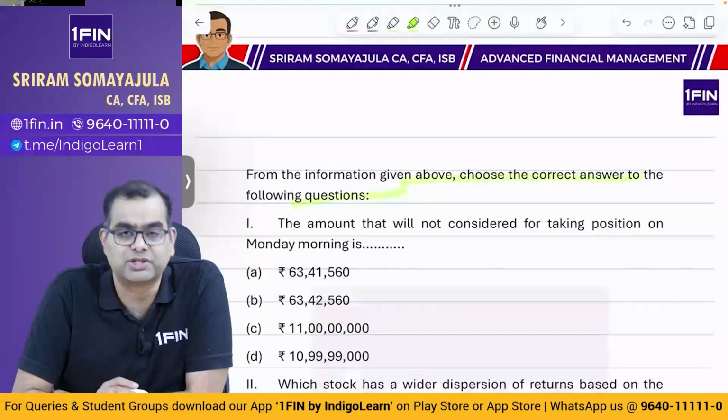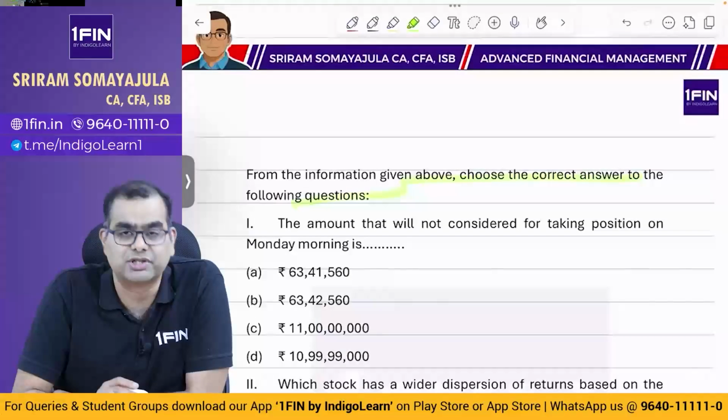Very simple. In case Radhe & Sons adopts money market strategy, what interest rate is used to compute the amount borrowed? So, if you are going to borrow AUD, what is the borrowing rate? 5%. So, you will use 5% per annum. B.